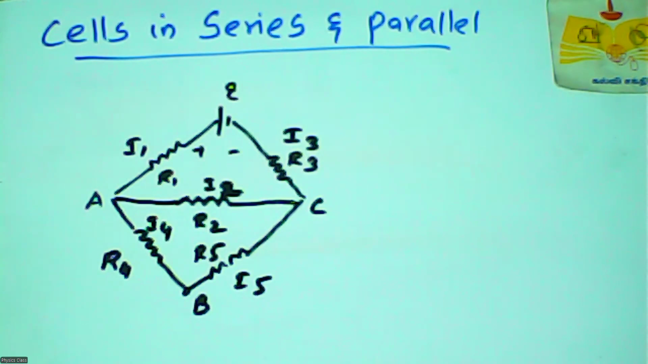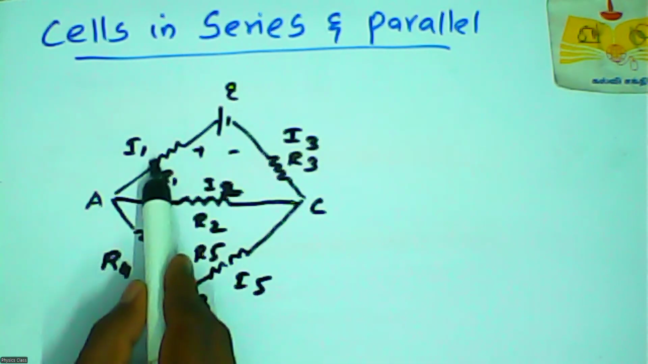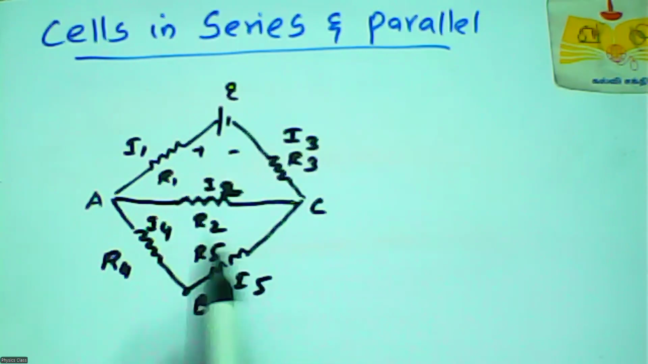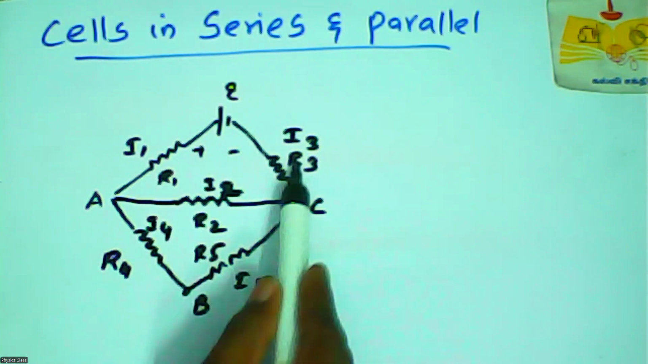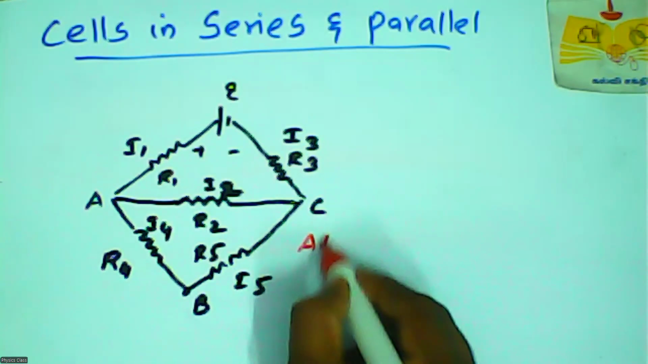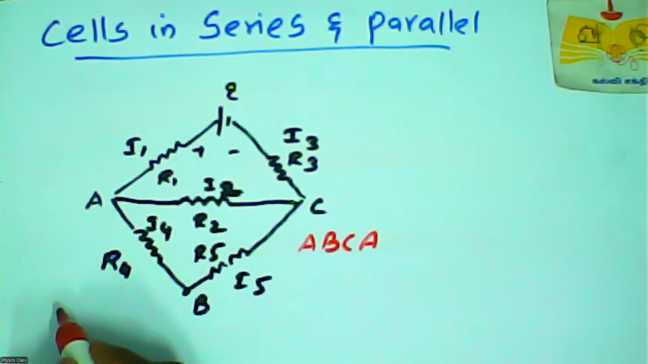Okay, right. So A, B, C. There are currents I1, I2, I3, I4, I5, and resistances R1, R2, R3, R4, R5. So in this case, according to the closed loop, ABCA, this is a closed loop.